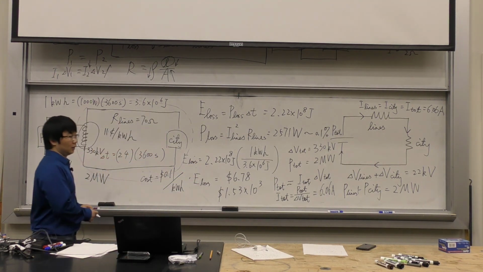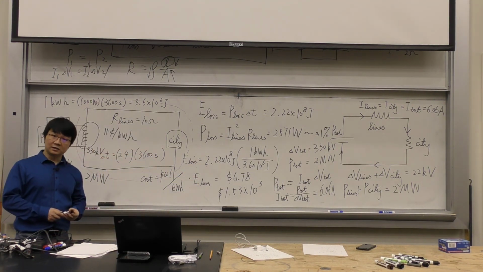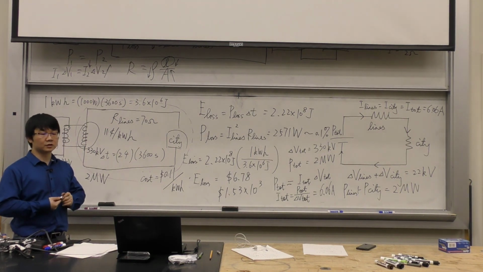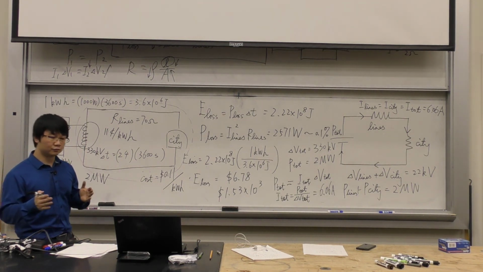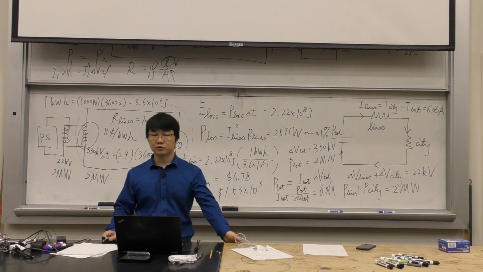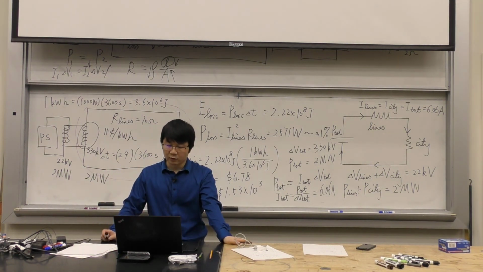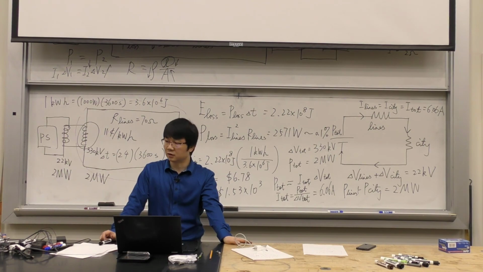That's another reason we use AC in real life, because we can convert the voltage very easily using a transformer, which helps us reduce the energy loss on these transmission lines, all right? I'm going to stop here for this lecture.